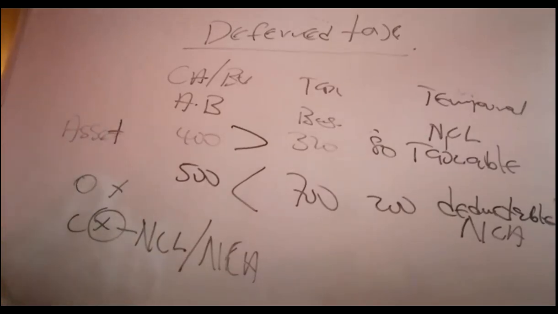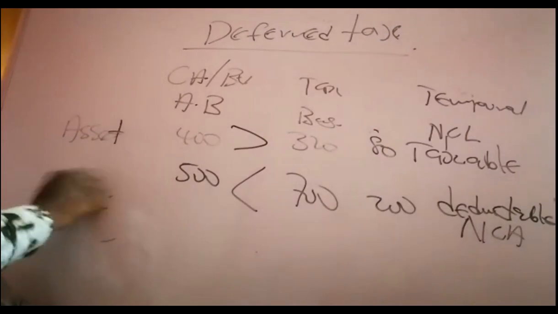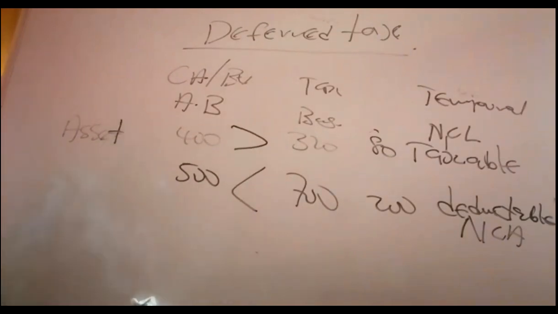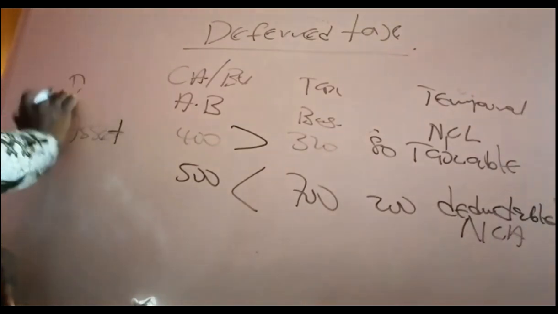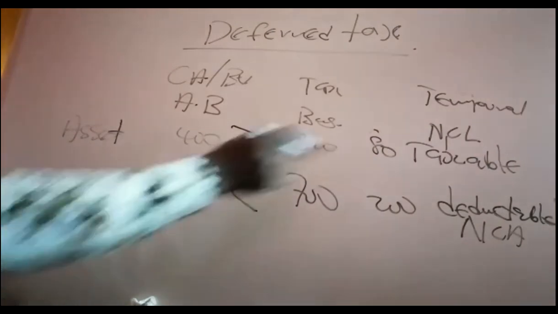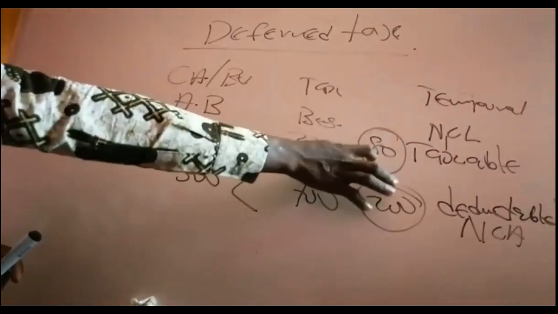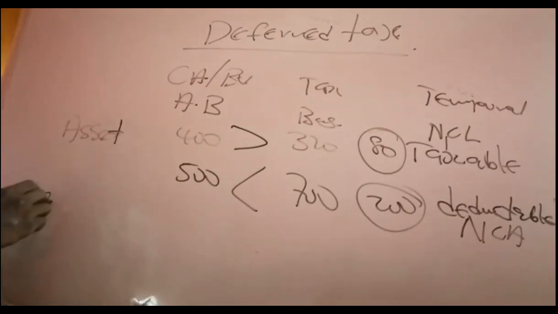Great. That is it. Now, let's learn how to calculate the deferred tax. Deferred tax is nothing but the temporal difference multiplied by the tax rate. For the tax rate, it must be the current tax rate or the subsequently enacted tax rate. So to get a deferred tax, let us say the tax rate is 25%.